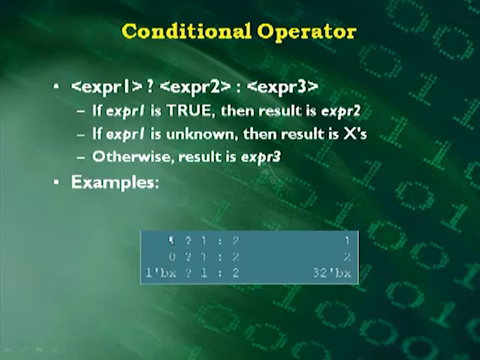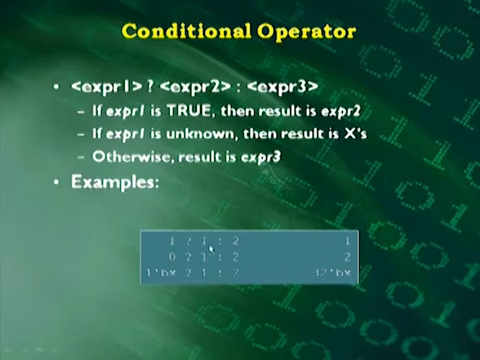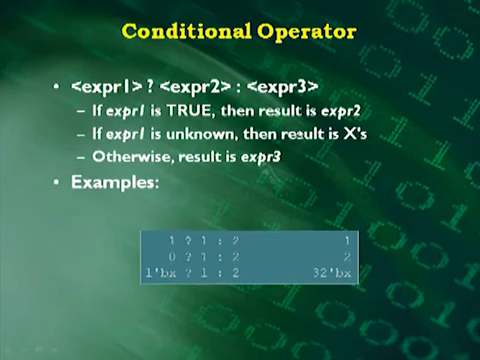So here we have the first expression, and that would evaluate to true, because it's non-zero. So the result over here, 1, would come from expression 2. And in this case, expression 1 is false, so we're going to pick the third expression, and so the value of this result is 2. Now, in this case, it's unknown, it's x's, so the result is x's. It's neither one of these. So just bear in mind how that works.